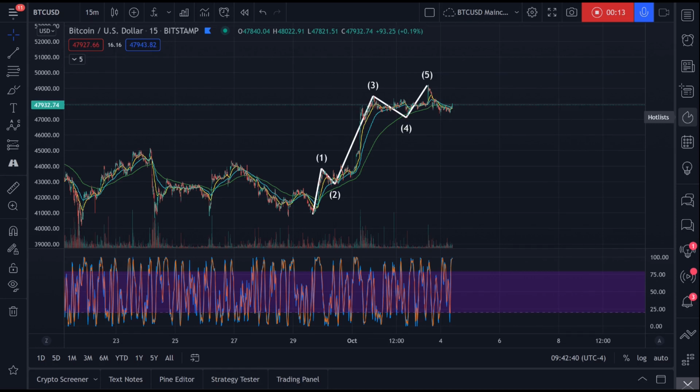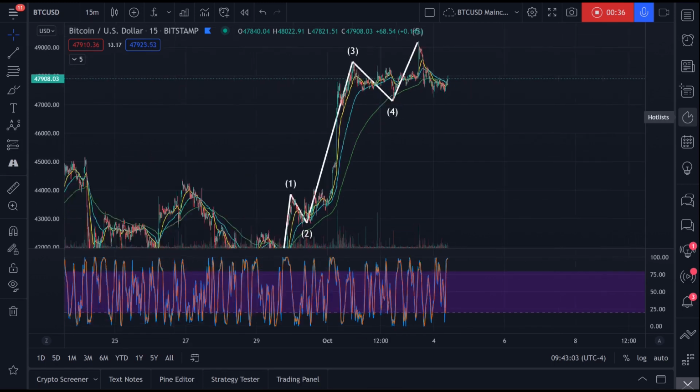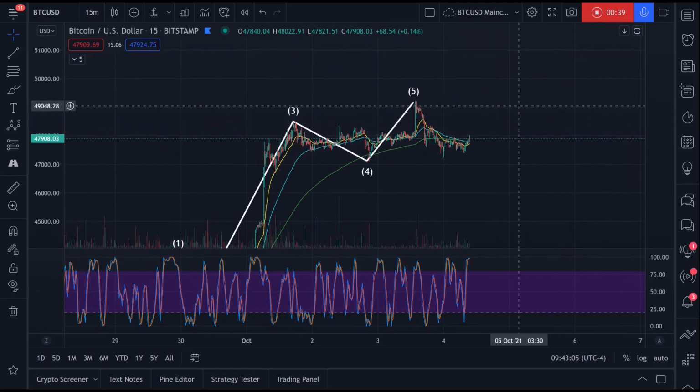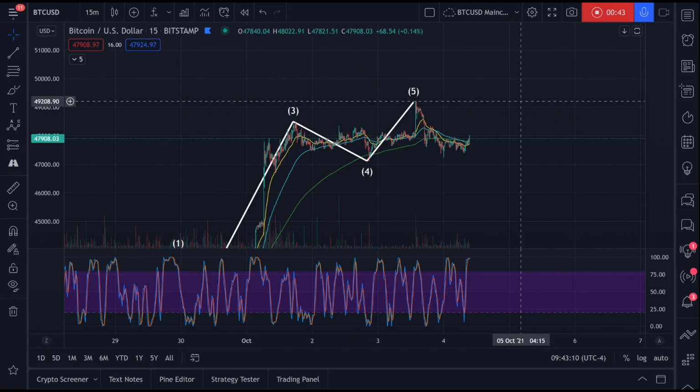Today is October 4th, 2021, and Bitcoin is looking bullish, albeit in a correction. All right, we're on the 15-minute time frame only because we need to see some definition. And right now you can see my Elliott wave count for the last 5-wave impulse, and we got it spot on. The final target, so the end of the 5th wave, ended around 49,208, which is exactly what we said.